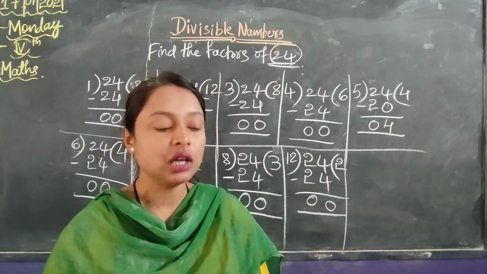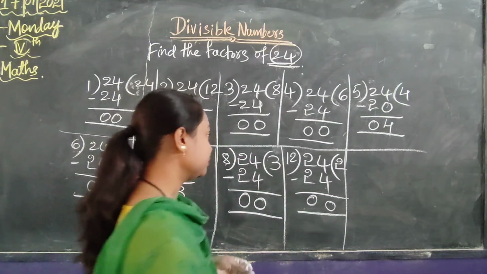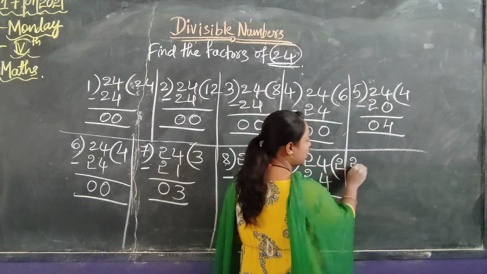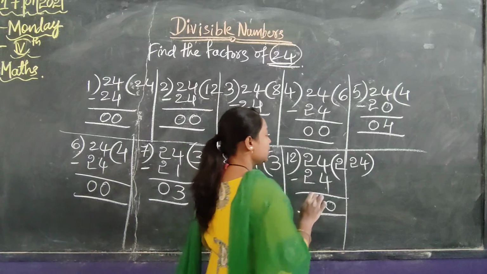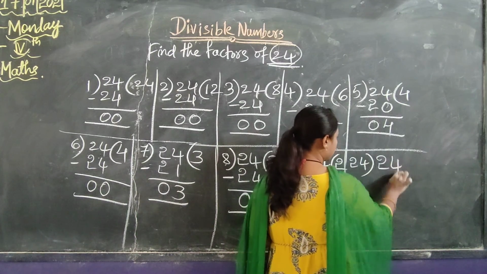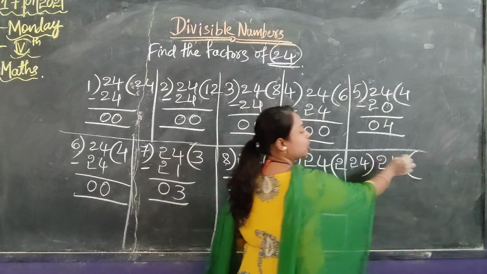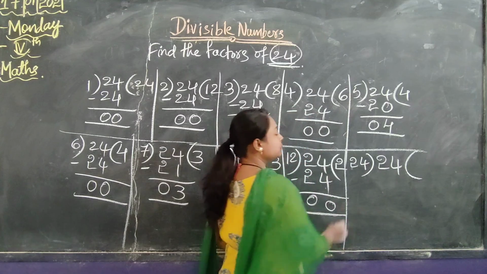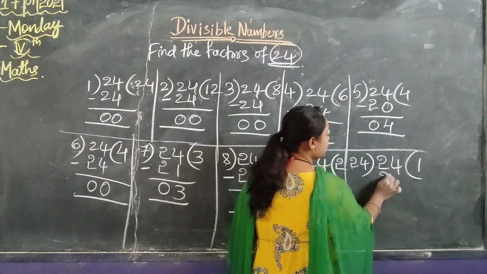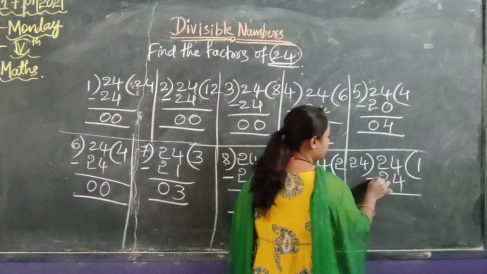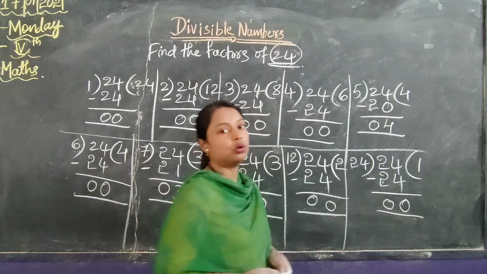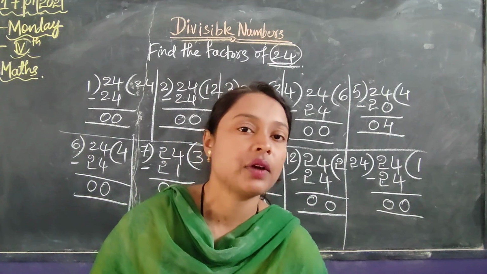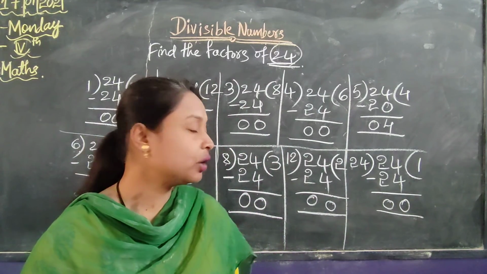The last number is 24 itself. And that table, now the last number, 24. The 24 table alone. 24 ones are 24. 4 minus 4, 0. 2 minus 2, 0. So here 24 is divided by 24 itself.